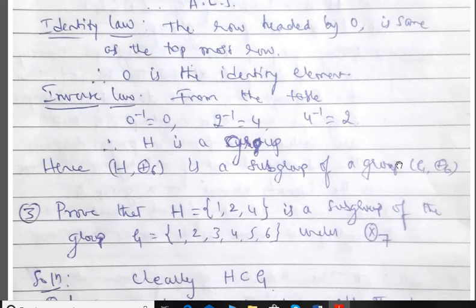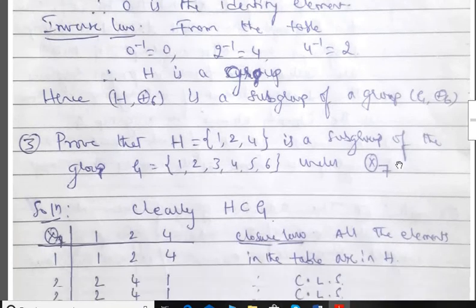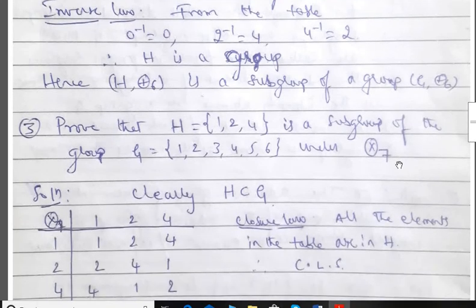After satisfying all these four laws, simply we can say that H is a group. Hence finally we can say that H is a subgroup of the group G under addition mod 6, because it is a subset as well as a group. So this is how we can prove that a set is a subgroup of a group G under the given operation.